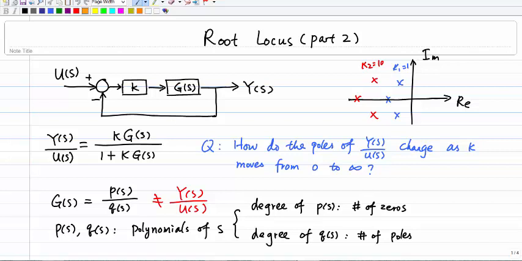In this video, I'm going to continue talking about root locus. This is the second part of root locus. Here's a recap of what we talked about in the previous video on the root locus.